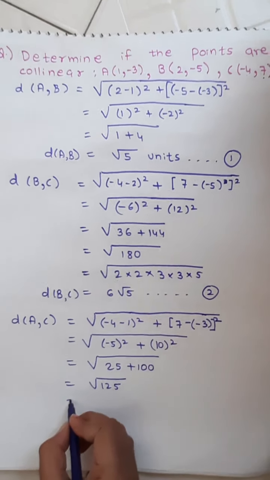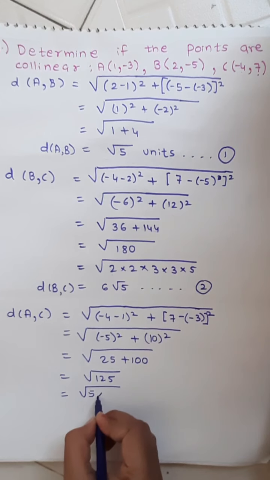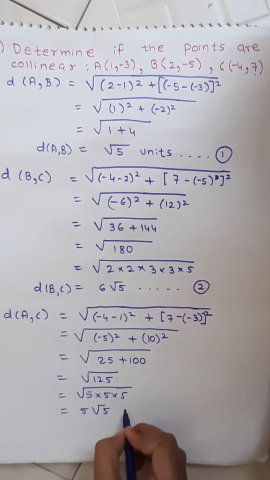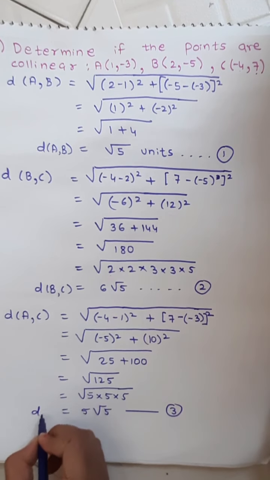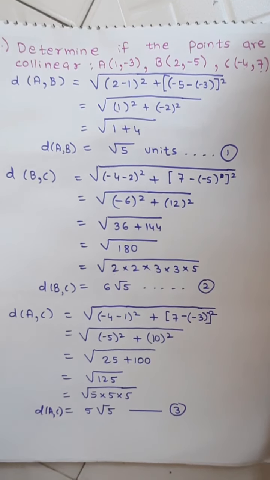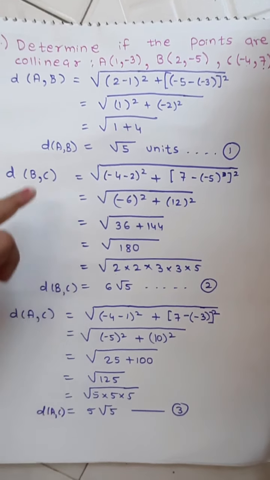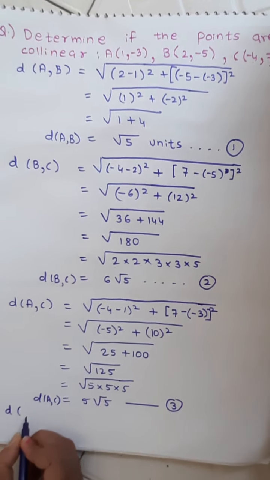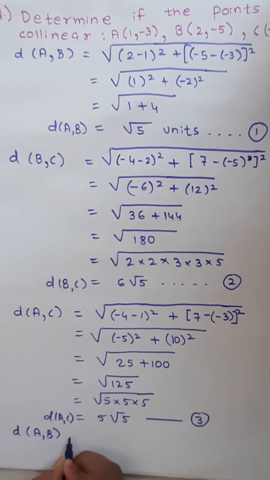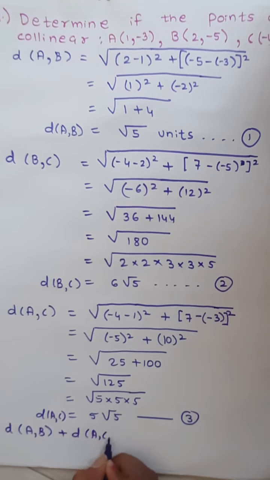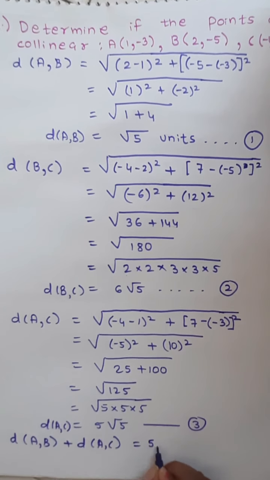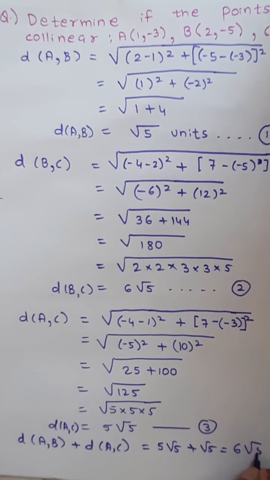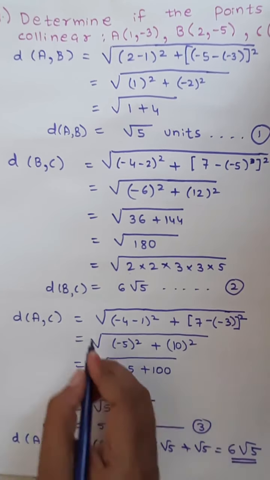And if you split this 125, you're going to get 5 into 5 into 5, and you will write it as 5 root 5. Mark it as third distance of AC. Now if you clearly see, if I am going to add distance of AB plus distance of AC, then I am going to get 5 root 5 plus root 5, so that is going to be 6 root 5, and this 6 root 5 is the distance of BC.